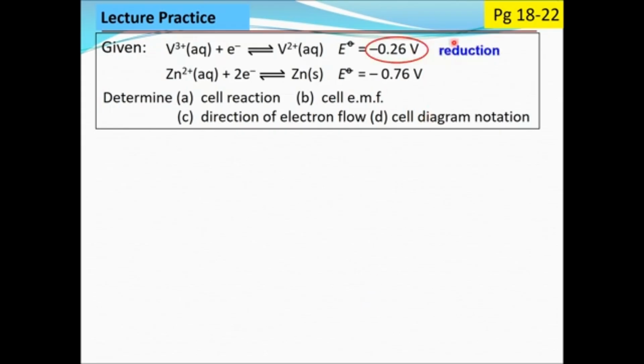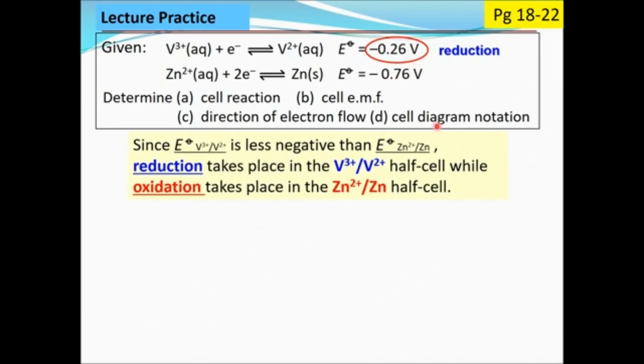Okay, so first decide what is being reduced. Which is the one that's being reduced or oxidized? The one that's more positive, or less negative, is the one being reduced. So we have decided on that. The reduction occurs with your vanadium 3+ and 2+. These two are ions, right?